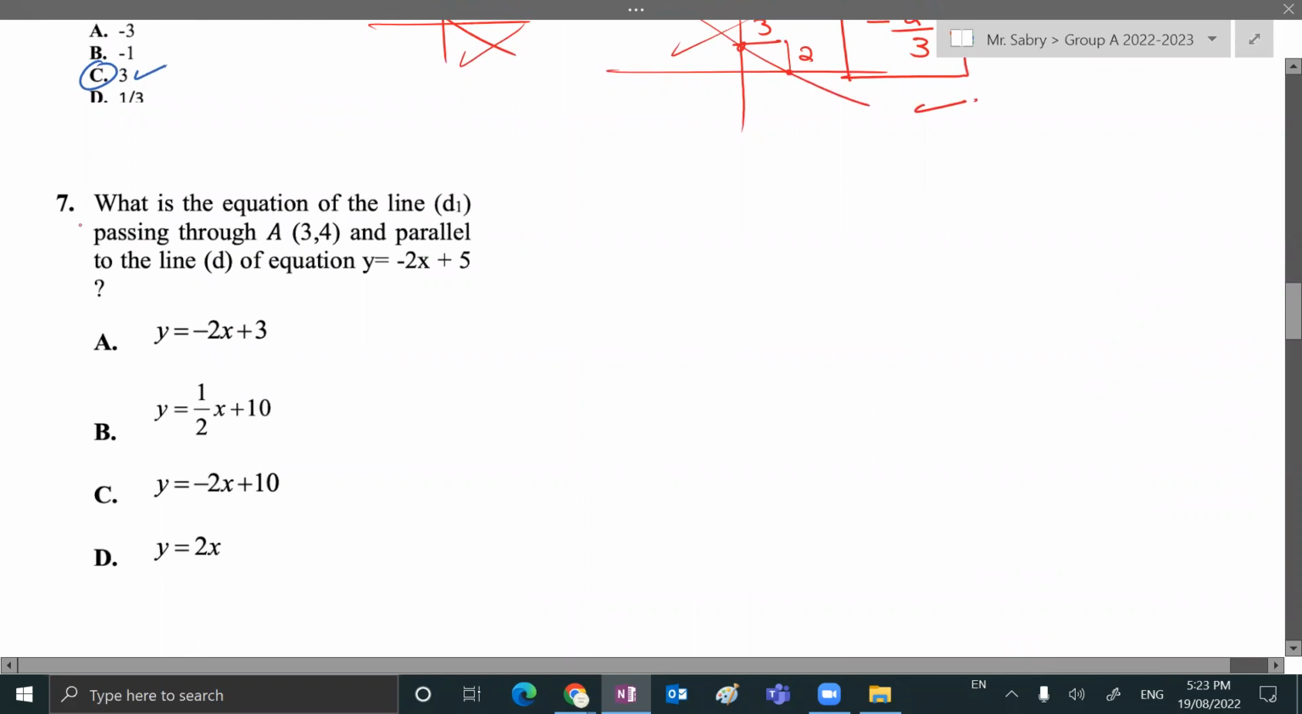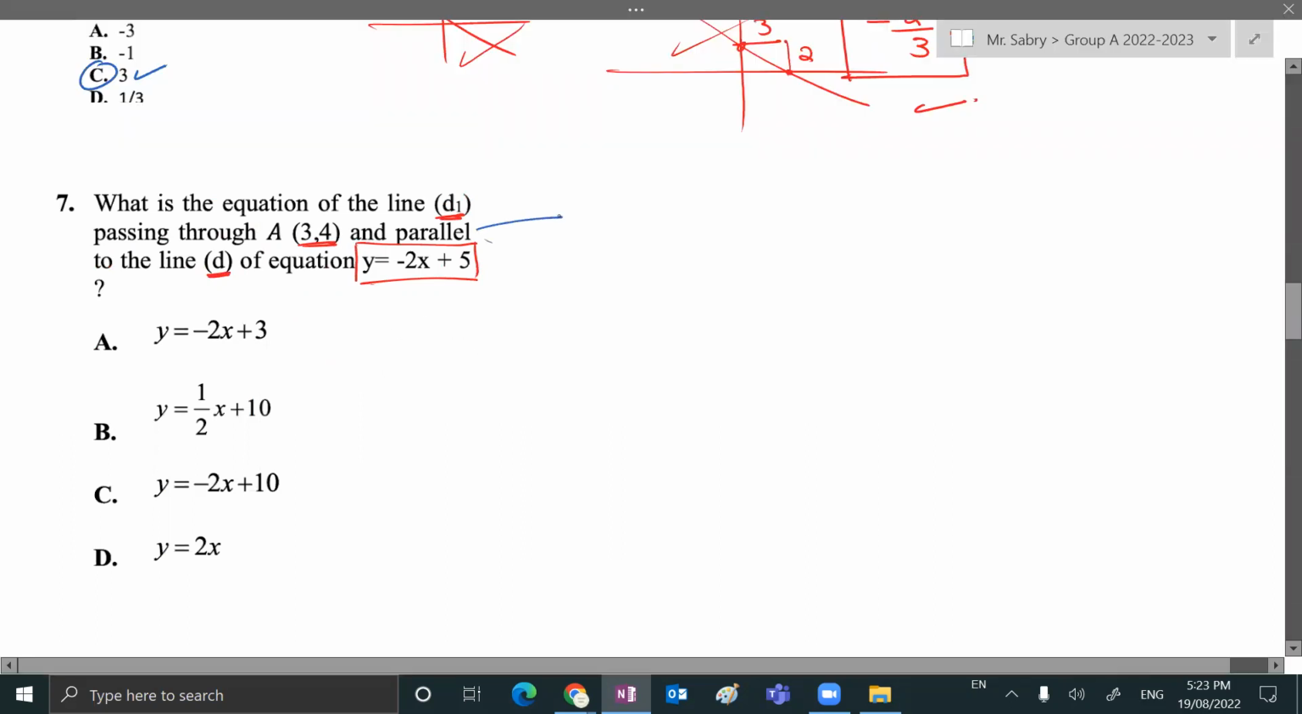I love linear equations. What is the equation of the line D1 passing through the point A, which is (3, 4), and parallel to the line D with the given equation? This is what we have prepared for him.